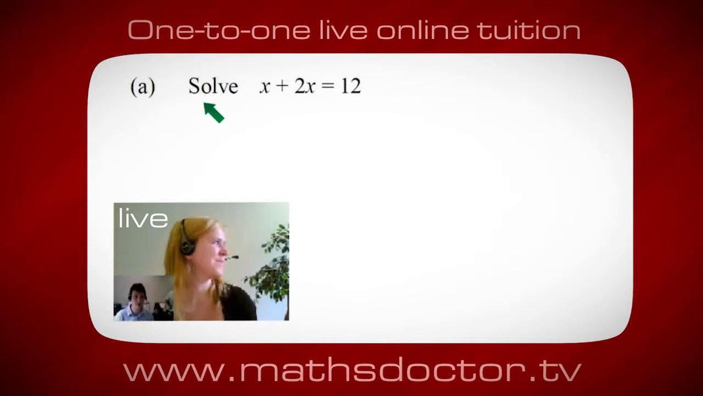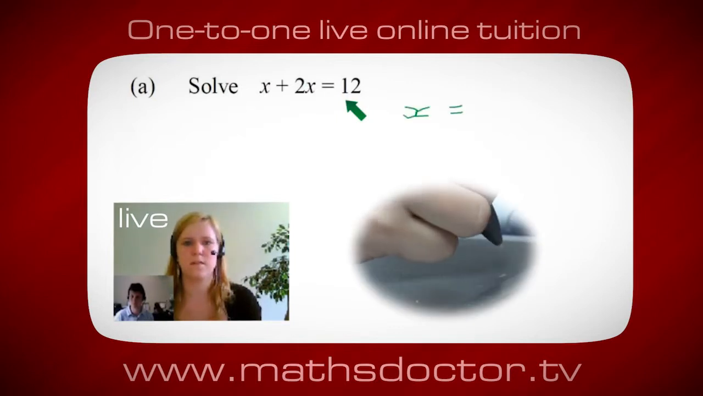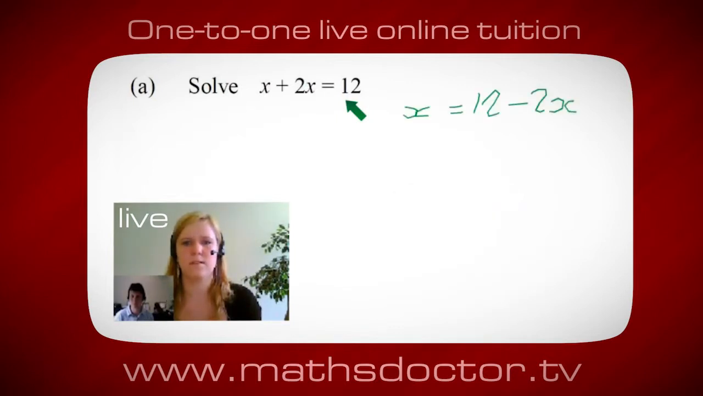Okay, Mary, so let's have a look at this one. Solve x plus 2x equals 12. So what do you think you do first? Well, I want x on its own, so I would put x equals 12 minus 2x. A lot of the time we want to get x by itself, but what we want to do first is get all of these x's together. So can you see anything we can do with this? Get all these together in one place.